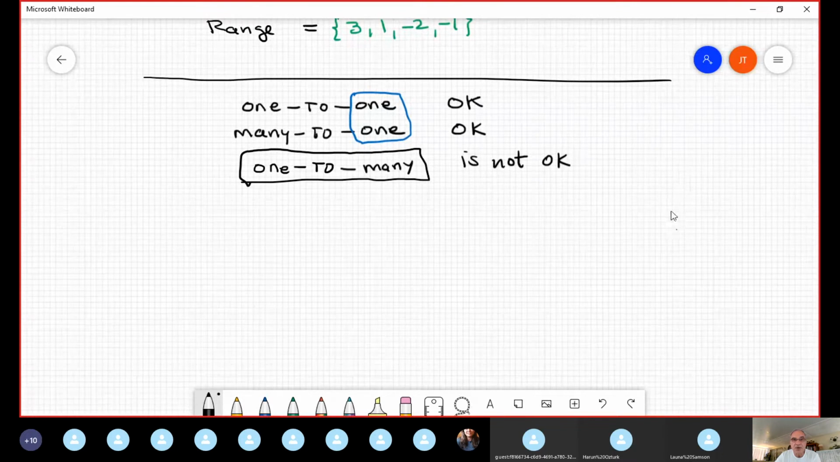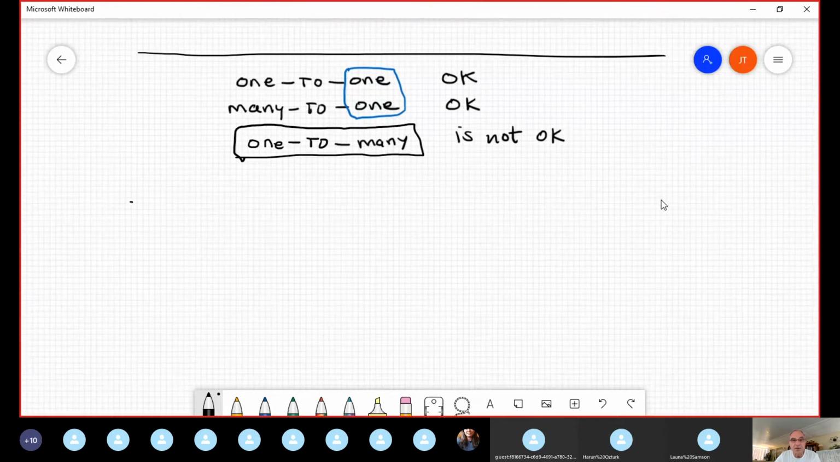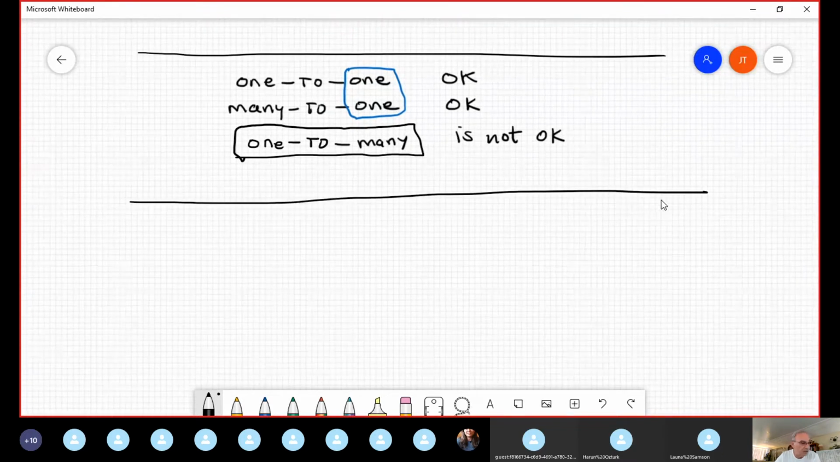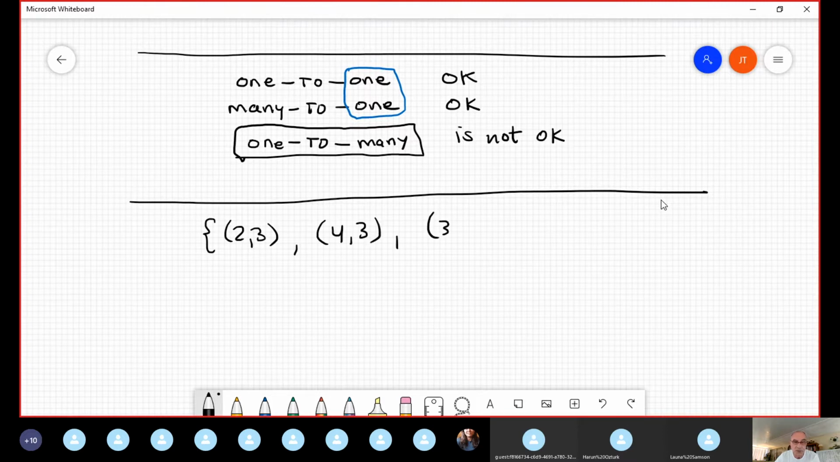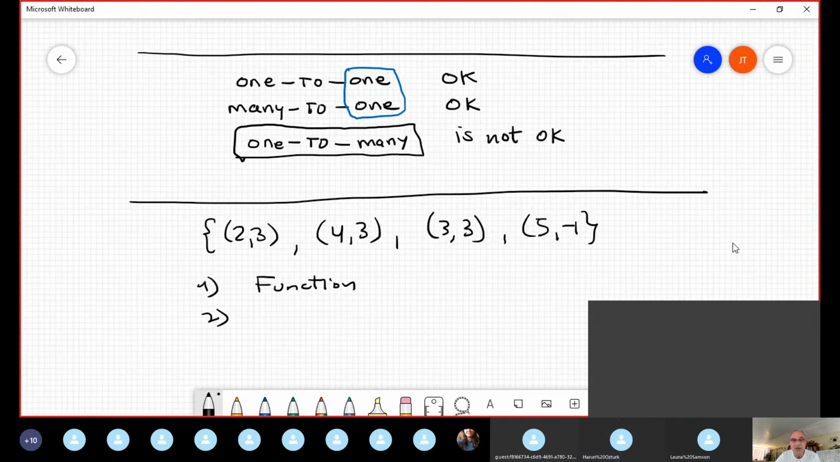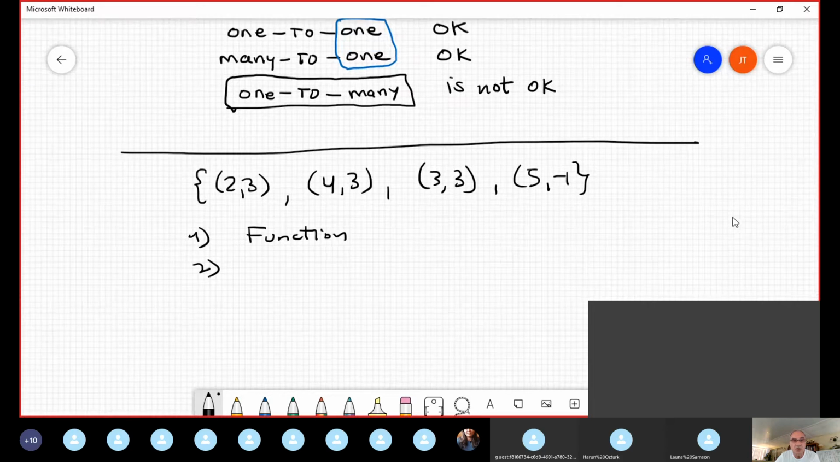Let me try another example. You help me to understand this complicated theoretical part. I don't like the theoretical part, but I need to study. Suppose this relation is formed by (2, 3), (4, 3), (3, 3), and (5, -1). The same question: function, yes or no? Some people here can say yes, some no.